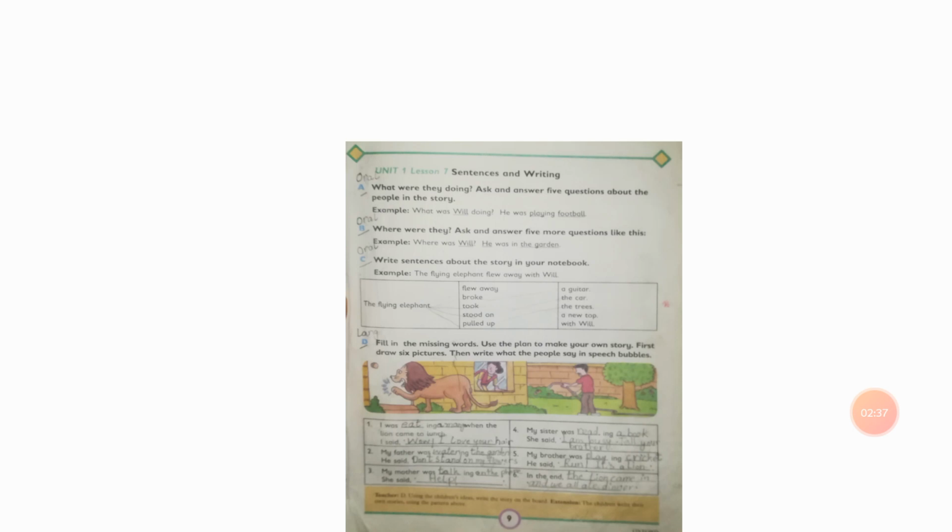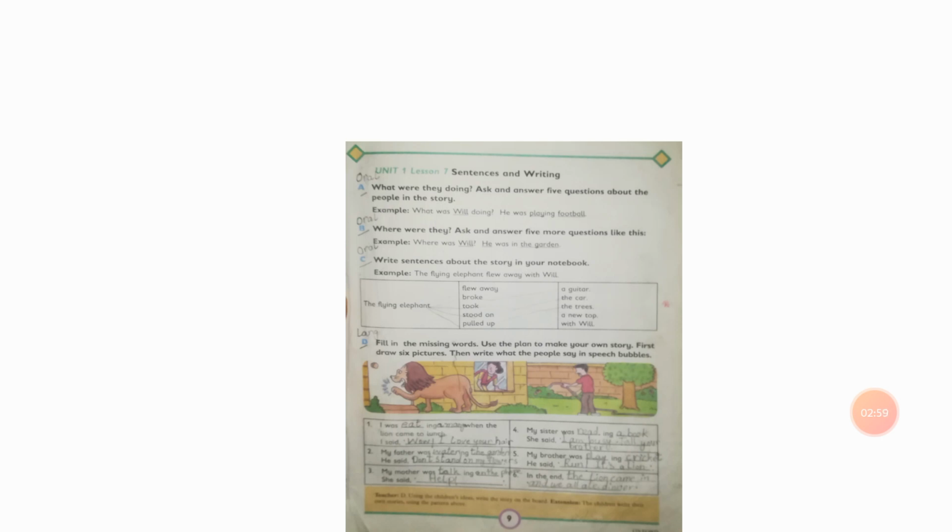Part C, Oral. Write sentences about the story in your notebook. Example: the flying elephant flew away with Will. The flying elephant broke a guitar. The flying elephant stood on the car. The flying elephant took a new top. The flying elephant pulled up the tree.